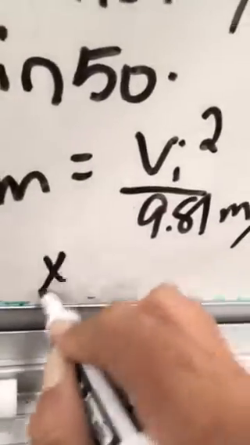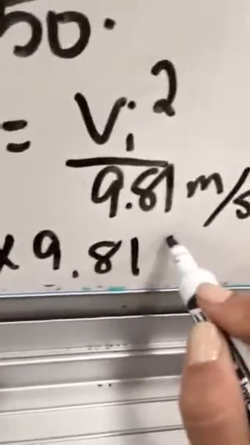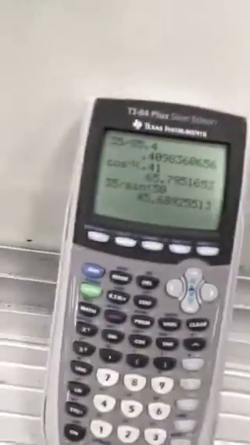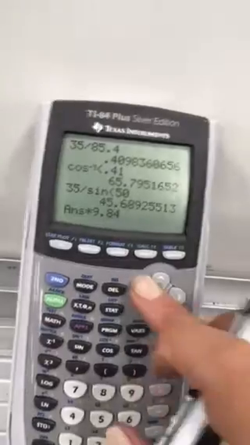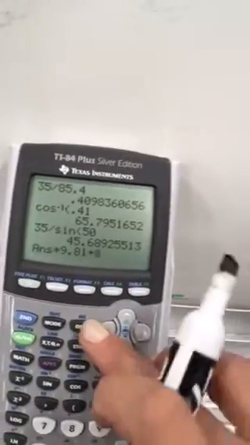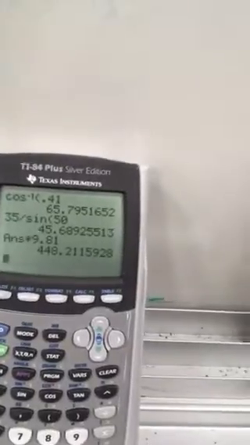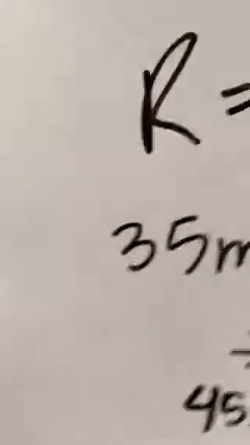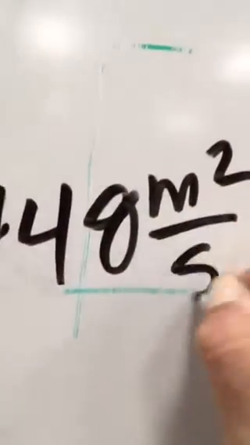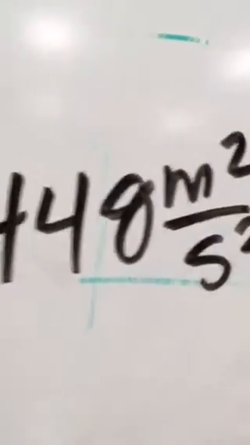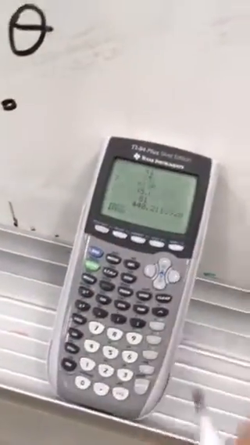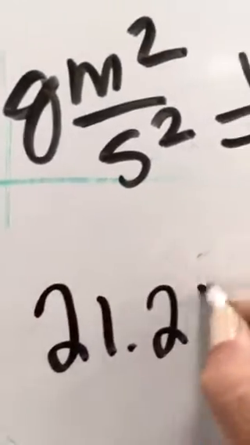Now I'm going to multiply over my 9.81 meters per second squared. And I get 448 meters squared per second squared. I'm going to take the square root of both sides. And I get 21.2 meters per second. Okay, that was part B.